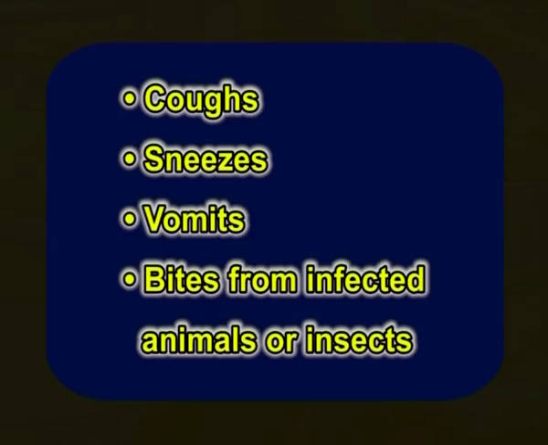Viruses are spread from one person to another by coughs, sneezes, vomits, bites from infected animals or insects, exposure to infected bodily fluids through activities such as sexual intercourse or sharing hypodermic needles. Forgetting to wash your hands after handling pets and animals is another way for germs to be taken in by mouth.